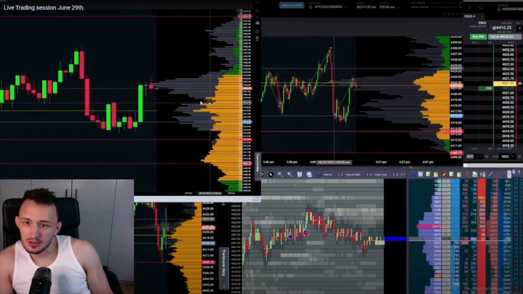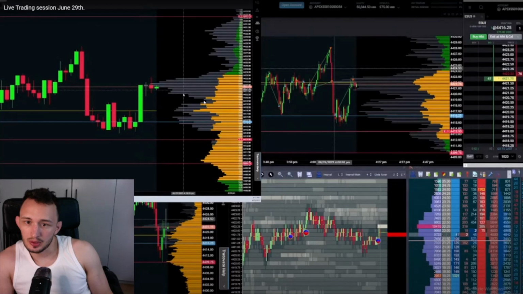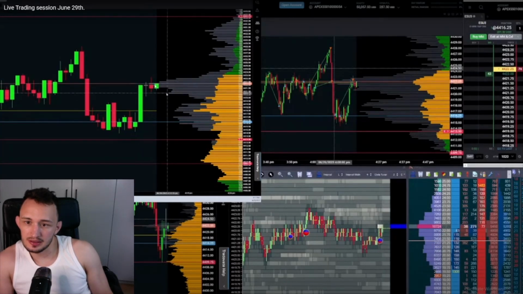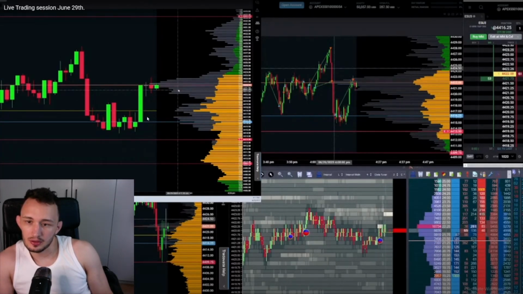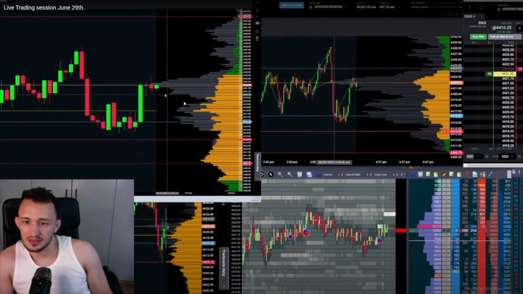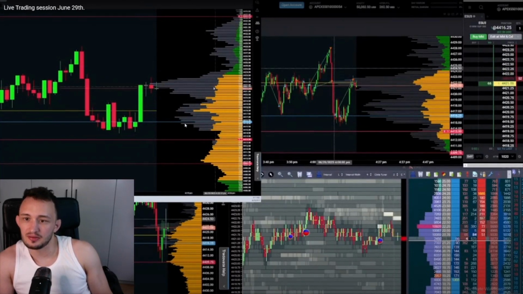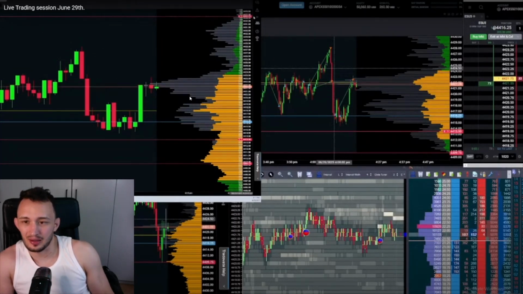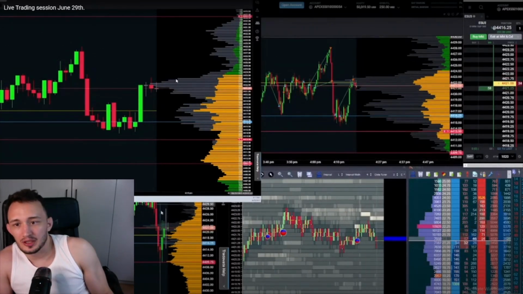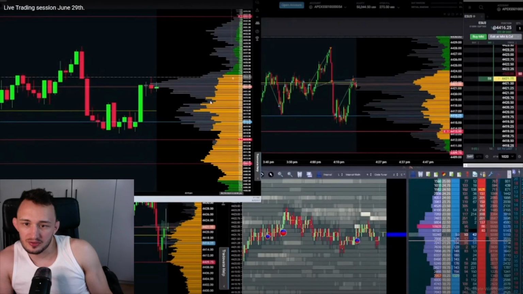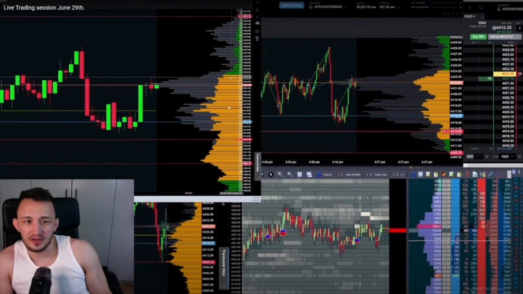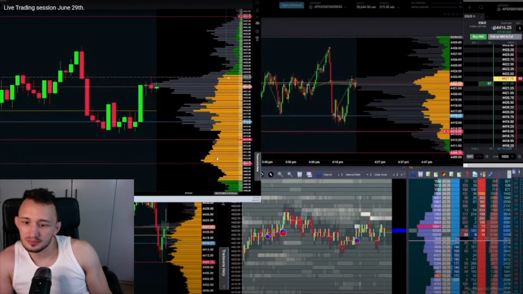So we do have this low node here, which should hold. You can see it spike below into this low node on the daily, but you don't really want to see trade volume go beneath that. Then I would get out of this trade. But as long as we're holding above this low node, I'm fine with it, honestly.